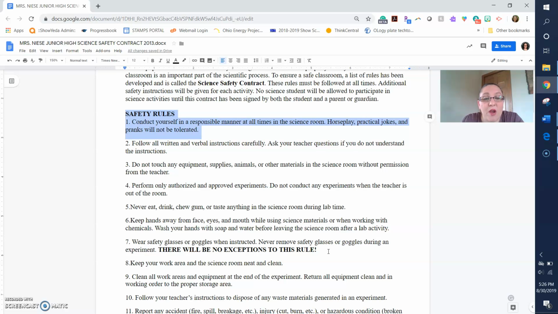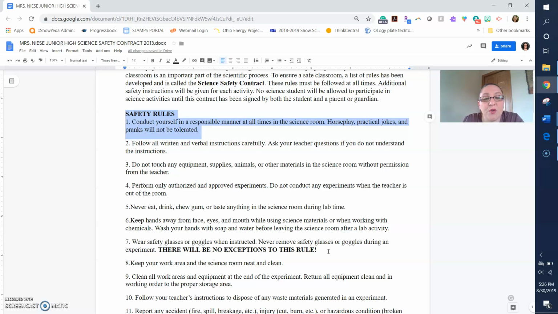Only perform authorized and approved experiments. Do not conduct any experiments when the teacher is out of the room. So you might have some cool pieces in front of you, but make sure you're following the directions. You're doing what I'm asking you to do with those pieces. Don't go out on your own and try your own stuff.